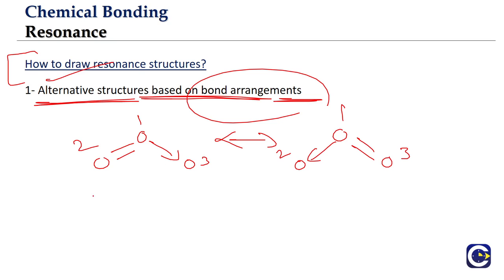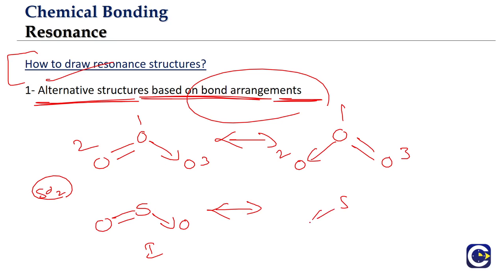Similarly, in the case of SO2, sulfur is double bonded to one oxygen and has a coordinate bond with another oxygen. Here also you can see the same pattern. This is one possible structure. What is the other possible structure? Let us number the oxygens as 1 and 2. Here in this case we have a coordinate covalent bond with oxygen 1 and a double bond with oxygen 2. These are the two canonical structures for SO2.